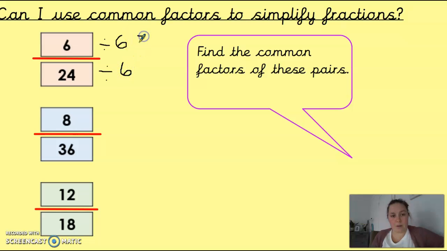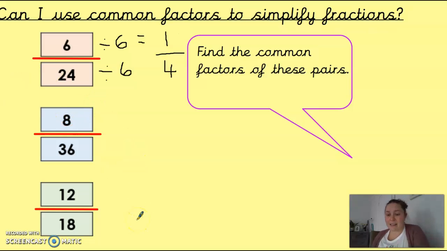Okay, both numbers. 6 divided by 6 is 1. 24 divided by 6 is 4. So 6/24 is equivalent to 1/4, and 6/24 simplified is 1/4. Once a fraction's got 1 as its numerator, it's never going to get any smaller than that. 1's the smallest thing we can have. So we know we've simplified it. They won't always go down to 1, but if they are at 1, we know we've come to the end.